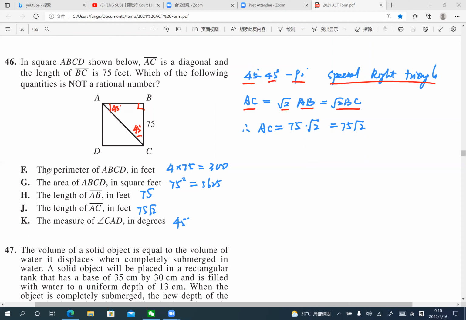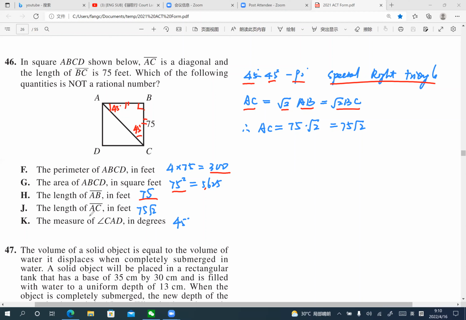The first one, the perimeter of ABCD in feet. The perimeter of square ABCD equals 4 times 75, which is 300. This is a rational number. Option G, the area of ABCD in square feet. The area of ABCD equals 75 squared, which is 5,625. It is a rational number. Option H, the length of line segment AB in feet. AB should be equal to BC, so it is 75, also a rational number.